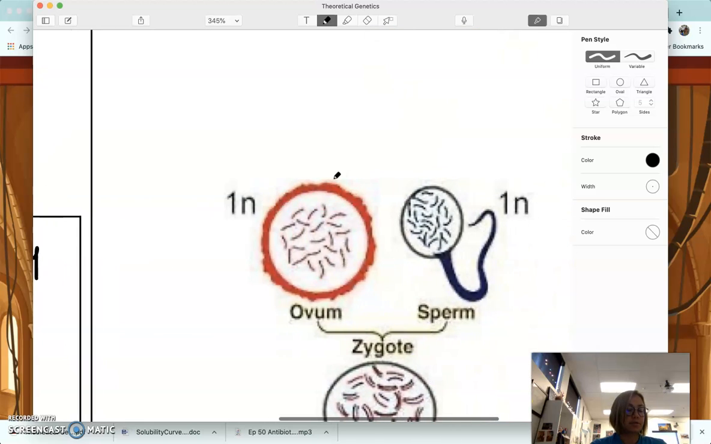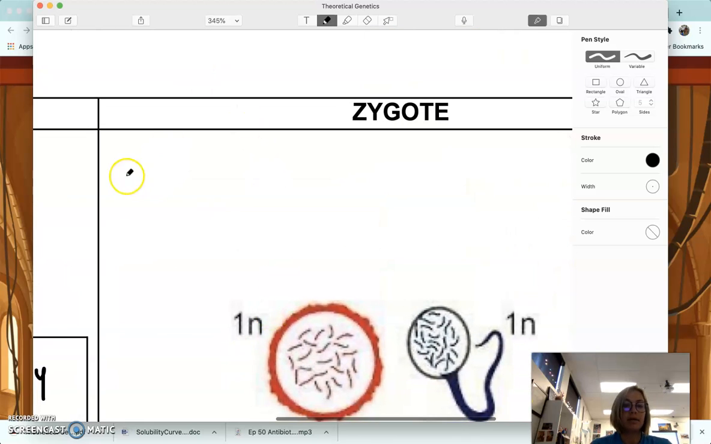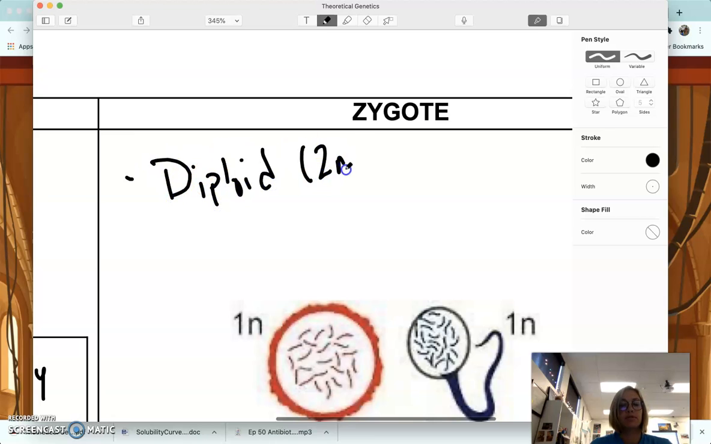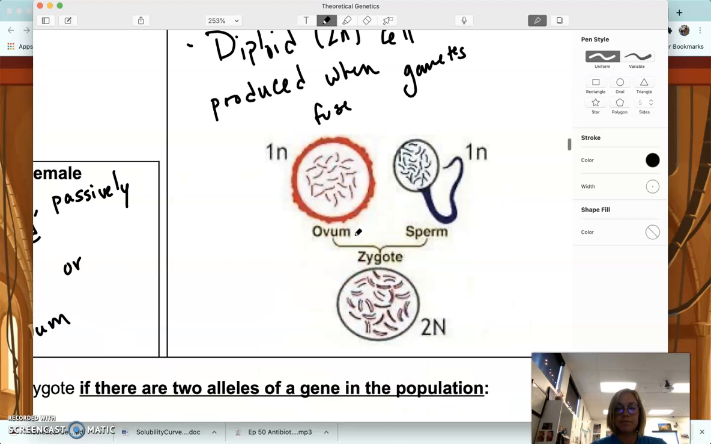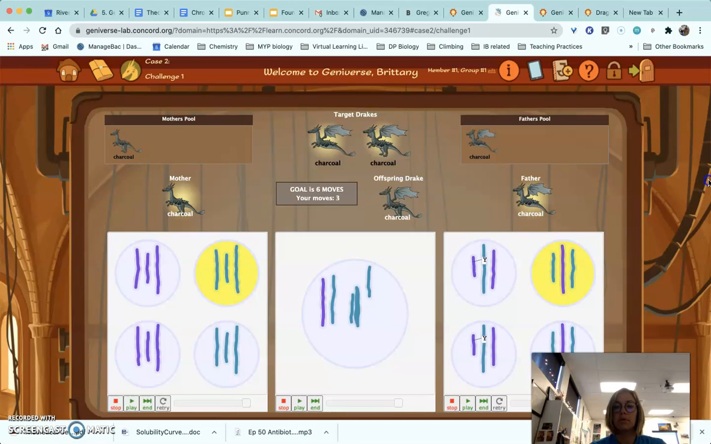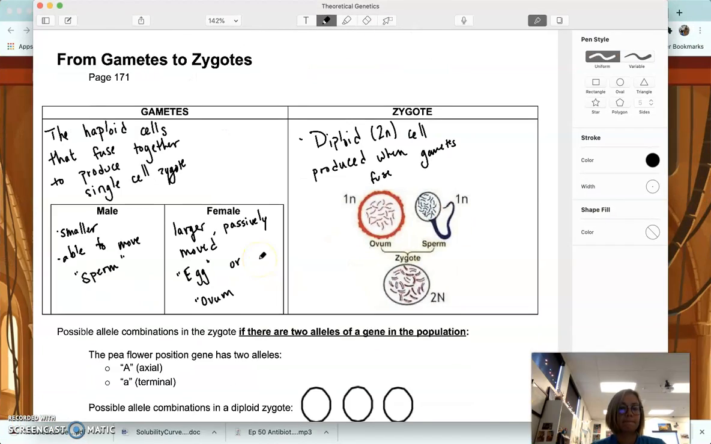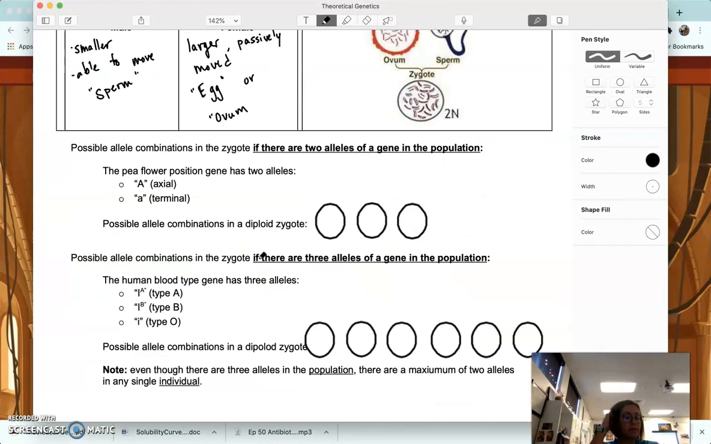So a zygote is the diploid cell. Remember, that's 2N. Produced when gametes fuse. You can see that here. But also, in my simulation here, I took my gamete, sperm, egg, and fused them to make one unique cell. So we have different combinations that can be made.